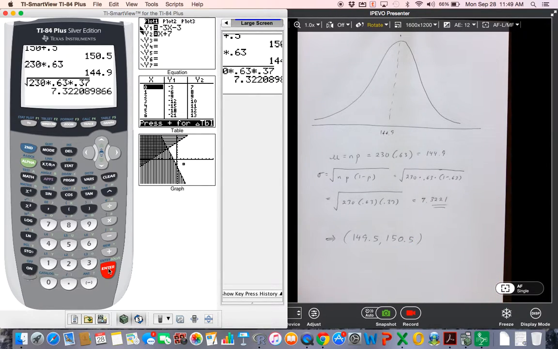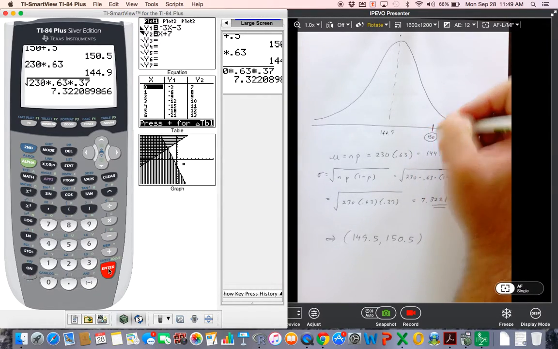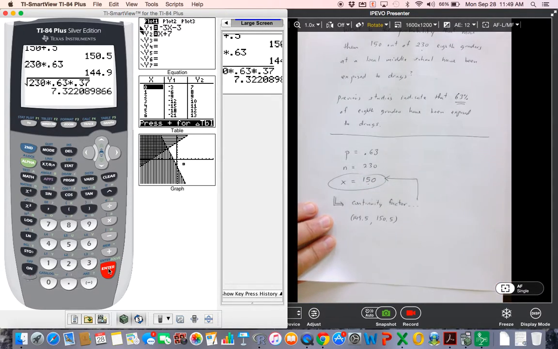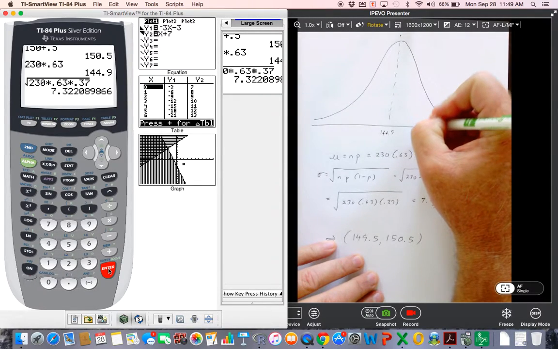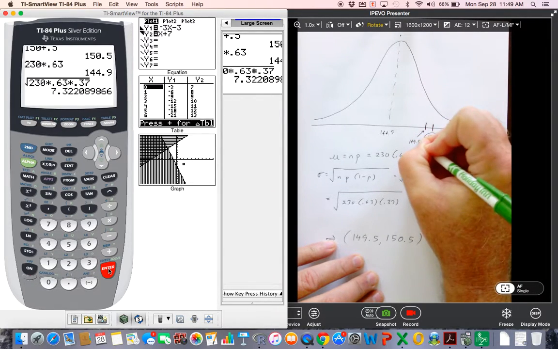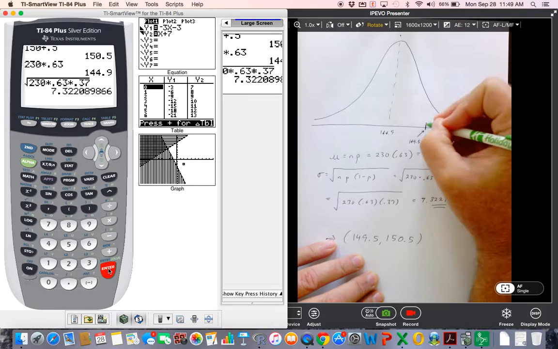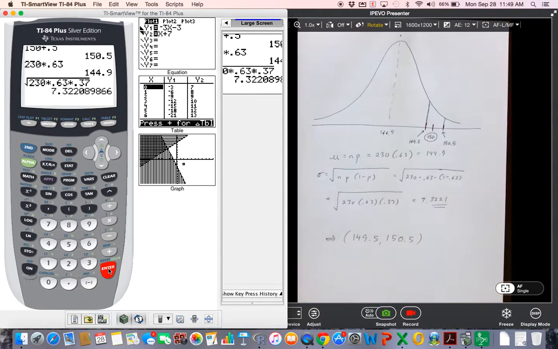Focusing on that interval. So I'm coming out here at x equal 150, which, again, guys, going back to the problem, that's the count. And I want to look at this interval from 149.5 to 150.5. This interval right here is important to me in these types of problems.